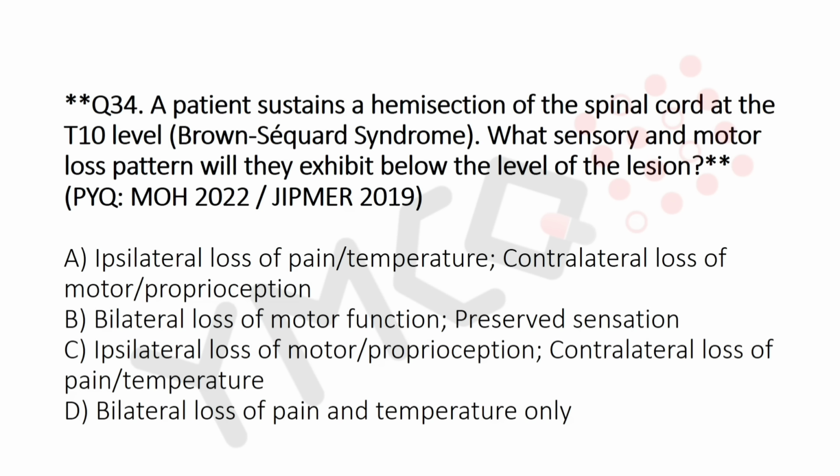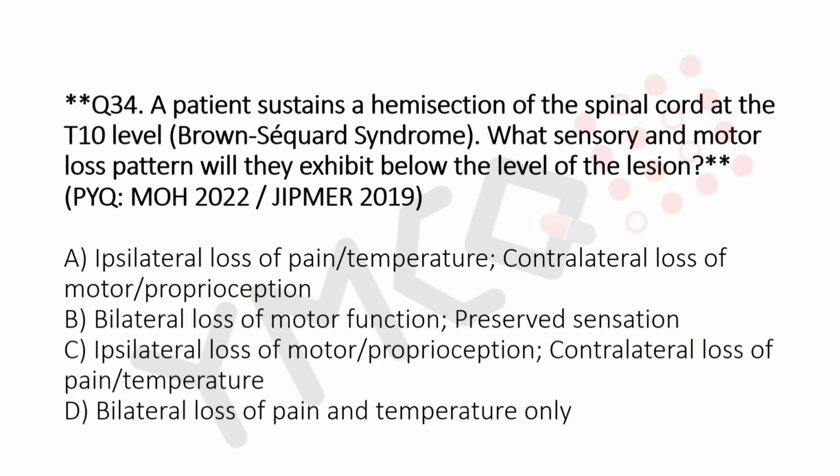Now let's move to question number 34. A patient sustains a hemisection of the spinal cord at the T10 level, Brown-Séquard syndrome. What sensory and motor loss pattern will they exhibit below the level of the lesion? Option A, ipsilateral loss of pain or temperature, contralateral loss of motor or proprioception.